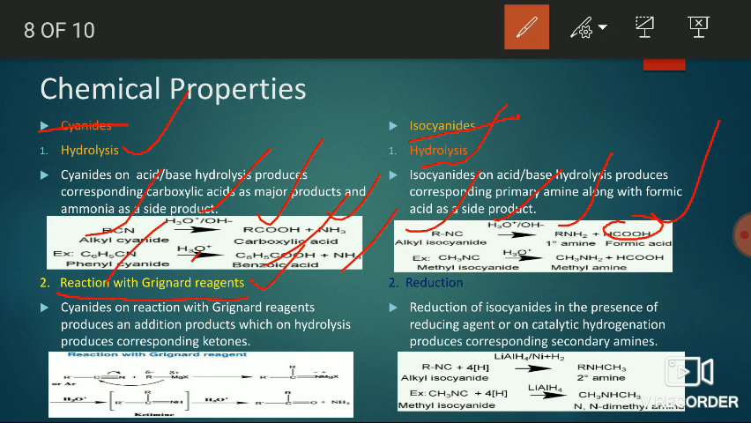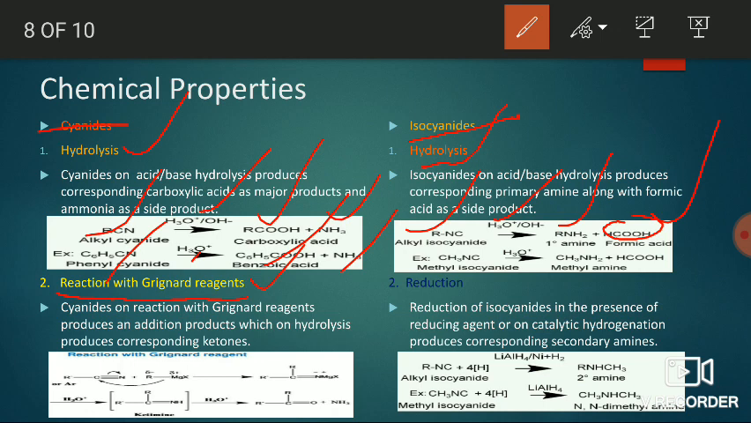Here the ketone may further react with one more Grignard reagent, and followed by hydrolysis produces a tertiary alcohol. So the reaction of cyanide with a Grignard reagent does not stop at the ketone level. Instead, the reaction is carried out up to the formation of a tertiary alcohol. Okay, there is no reaction of Grignard reagent with isocyanides.